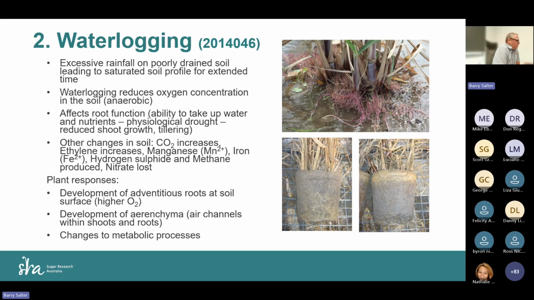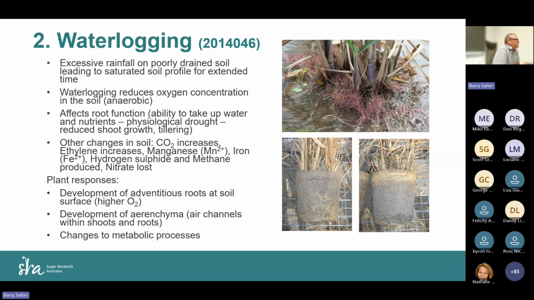But look, I think waterlogging is another one of our significant issues. We all know that you get waterlogging when you get excessive rainfall on a poorly drained soil. Essentially, what waterlogging does is it really significantly reduces the amount of oxygen in the soil, so the soils become anaerobic, which affects the functioning of the root system.